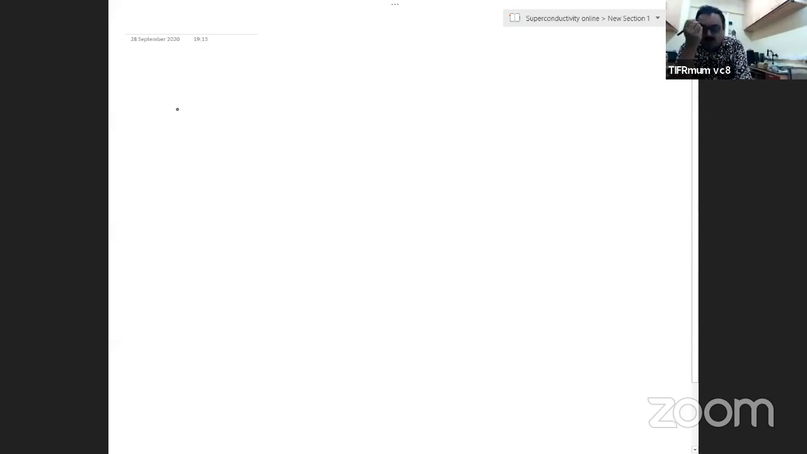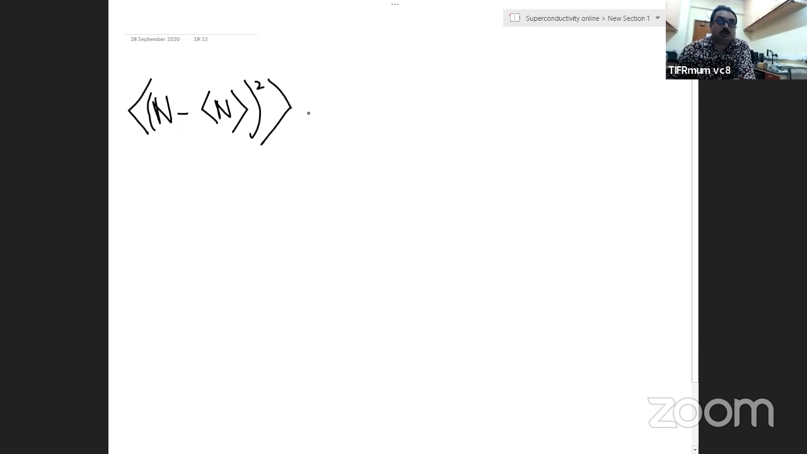Okay, so we now know what N average is, and now I have to calculate the fluctuation in N, because the fluctuation in N has to be much smaller than N in order for this to be a good wave function, even in the grand canonical ensemble. So I have to calculate this root mean square fluctuation. Actually, this is not root mean square, this is the mean square fluctuation.